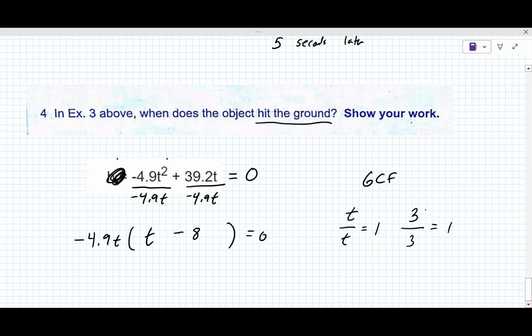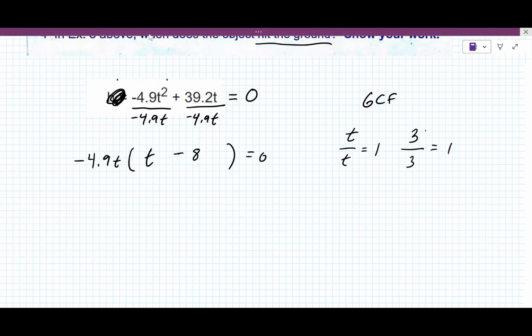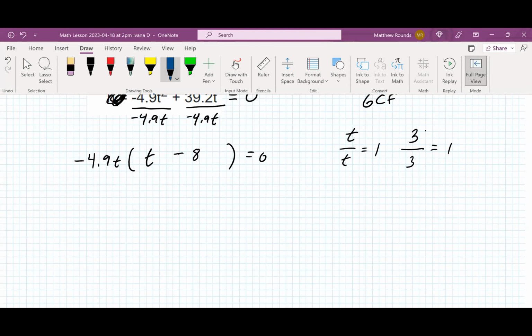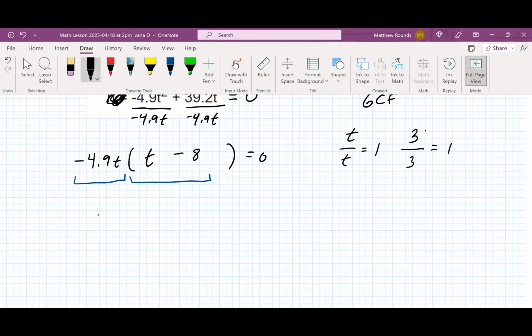Yes, very good. All right, so now, just like in the last problem, we're going to set each of the factors here, like this is a factor and this is a factor, equal to 0.